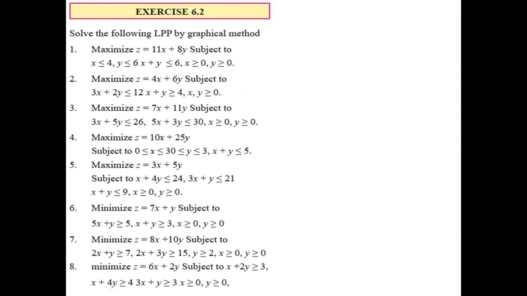Maximize z is equal to 11x plus 8y, subject to x less than equal to 4, y less than equal to 6, and x plus y less than equal to 6, x greater equal to 0, y greater equal to 0. These are your non-negative constraints. So class, I hope you all have observed the question. You can see here there is X as an independent variable. Similarly, here you can see Y as an independent variable. And here you can see X plus Y together.